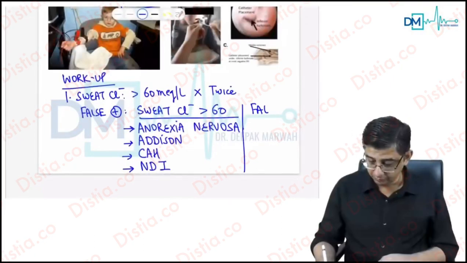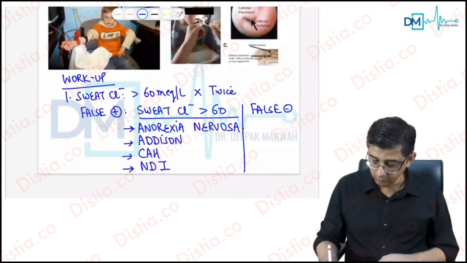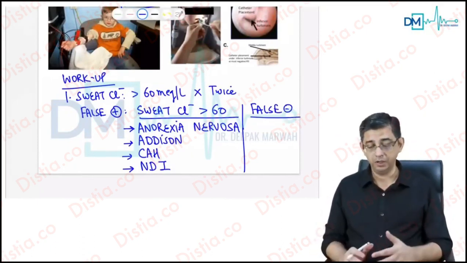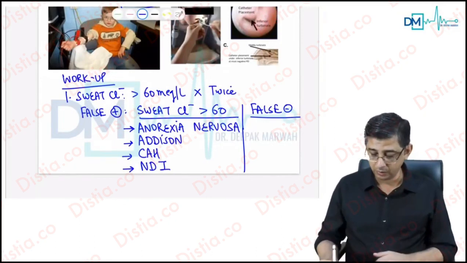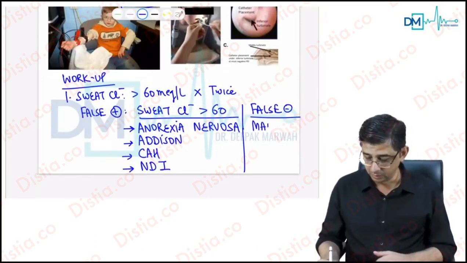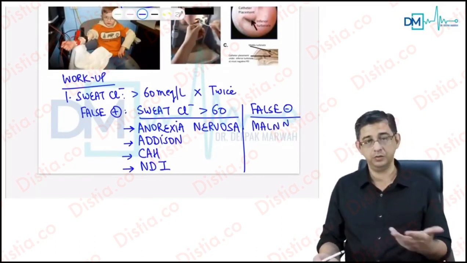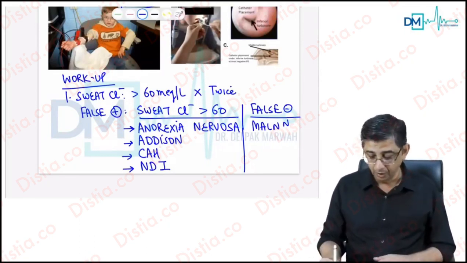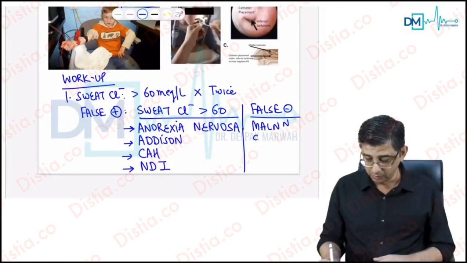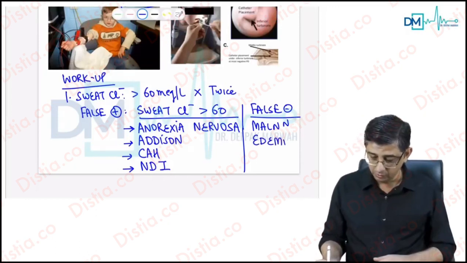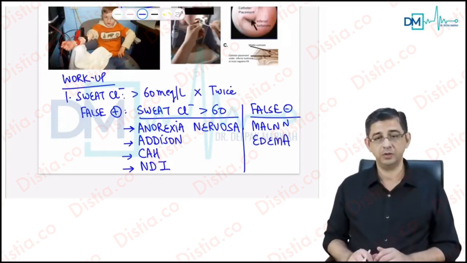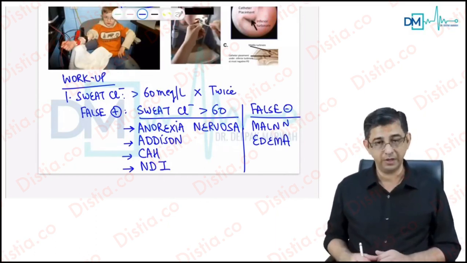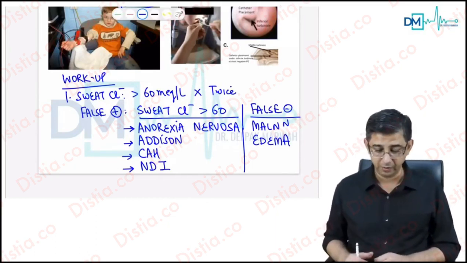The reason for false negative sweat chloride value would, however, be relatively less commonly asked. One of the important causes for this is malnutrition, and most of these kids are malnourished because of the growth issues occurring in these patients with respect to osmotic diarrhea and steatorrhea. The false negative can also occur with respect to edema in the patient. So I would like you to focus more on false positives for sweat chloride as compared to false negatives, which are malnutrition, edema, and are straightforward.